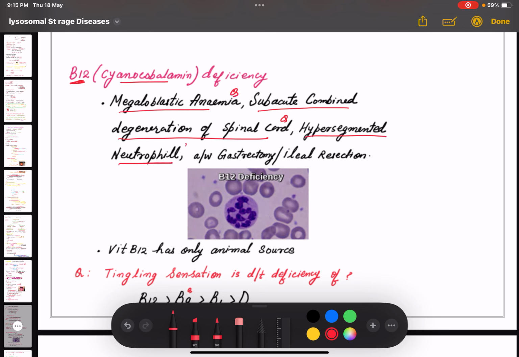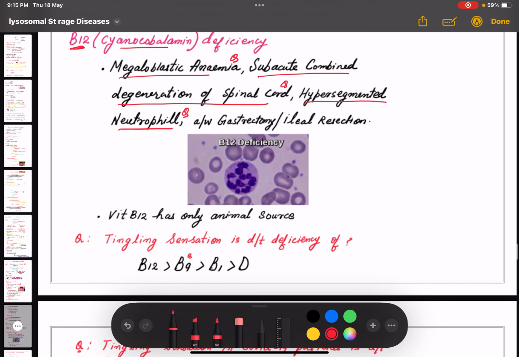Hypersegmented neutrophil. You can see in neutrophils, we normally have 2 to 5 lobes. You can see the multiple lobes, which is the hypersegmented neutrophil. These are the multiple lobes of the nuclei inside the neutrophil. This is the hypersegmented neutrophil seen in vitamin B12 deficiency.